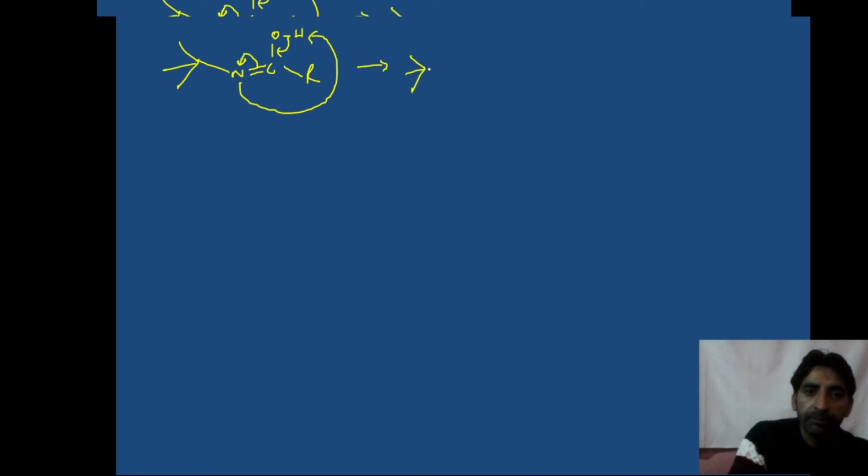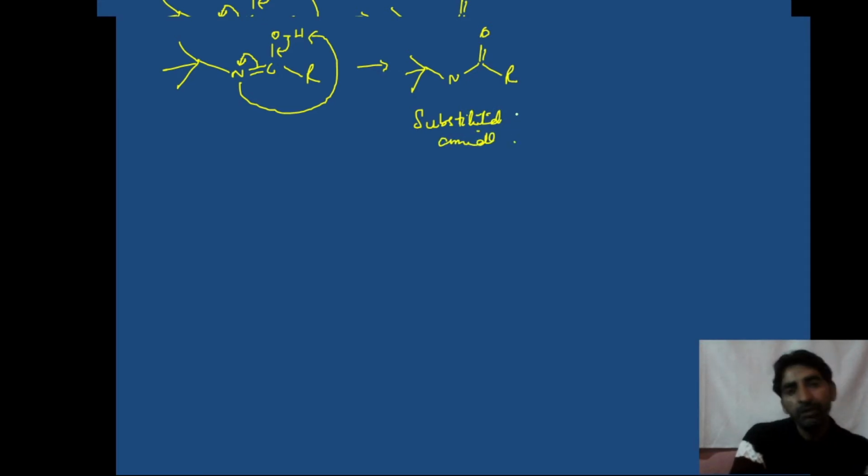So what are we going to get? We get amide. So this is our N-substituted amide. So the product of the reaction is substituted amide. This is our substituted amide. So this is the mechanism of the reaction. Substituted amide is the product. Now how will an alkene react with alkyl nitrile? So let's discuss the mechanism with respect to the alkene.